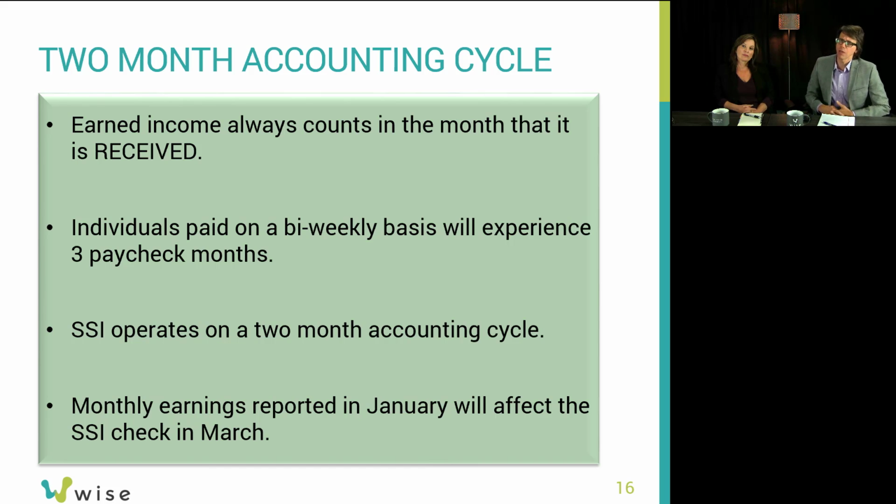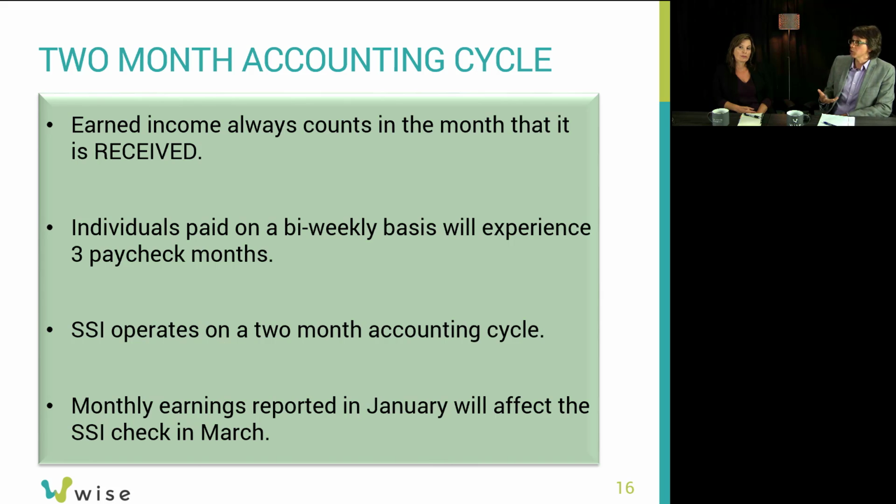I want to talk about the 2-month accounting cycle. So, first of all, we mentioned this earlier, earned income always counts in the month that it is received. So, let's say that I get paid every 2 weeks. Probably around twice a year, I'm going to receive 3 paychecks in a month, right? Yes. I'm actually going to report all 3 paychecks in that month to Social Security for that month. So it's whatever I receive from the beginning of the month to the end of the month, both earned income and unearned income. That's the income that I report to Social Security.